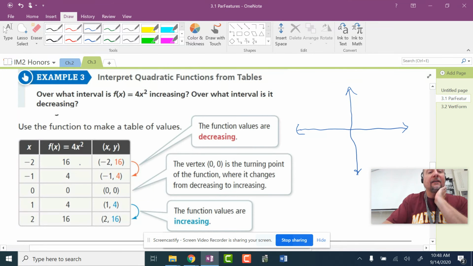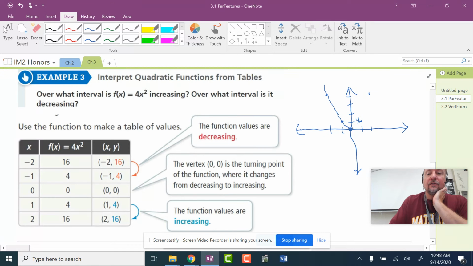But let's just look at this very easy input. -2 squared is 4. 4 times 4 is 16. Let's go by 4s. So -2 comma 16. -1 squared is 1. 1 times 4 is 4. 0 squared is 0 times 4 is still 0. And then symmetry.